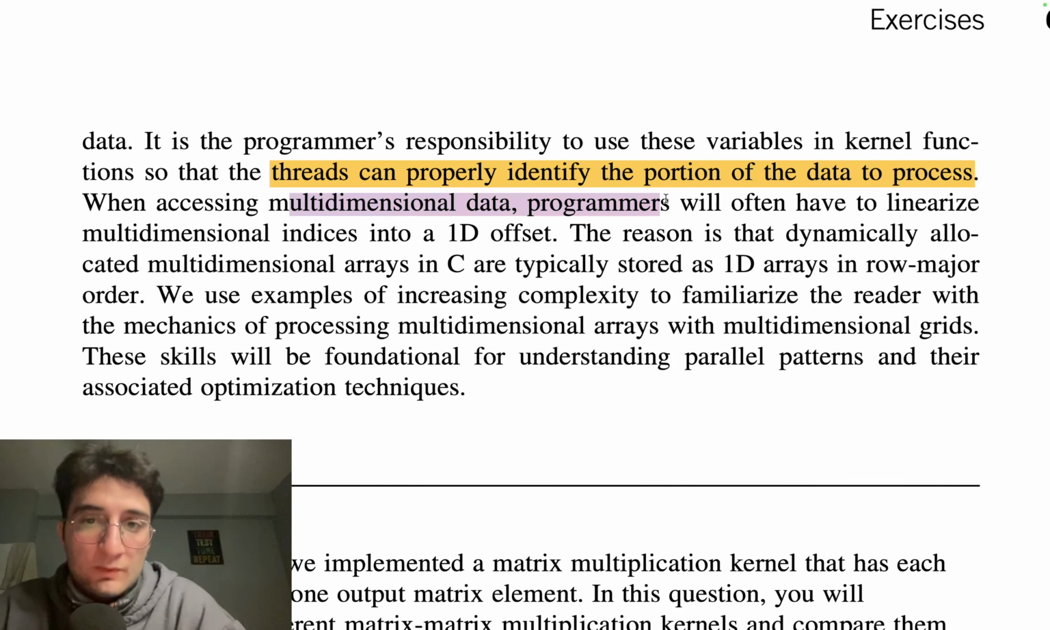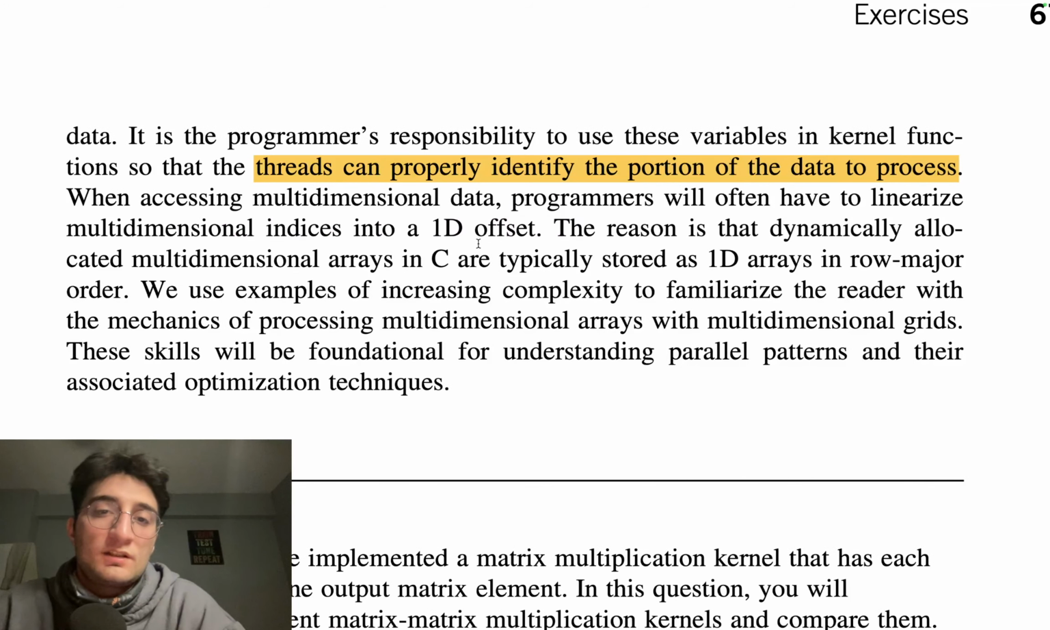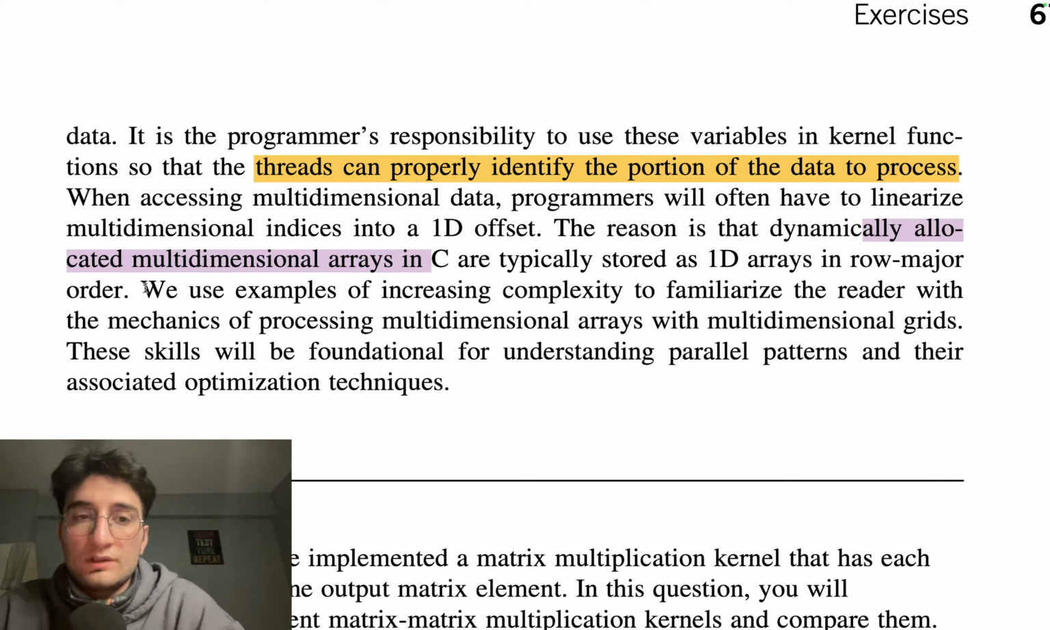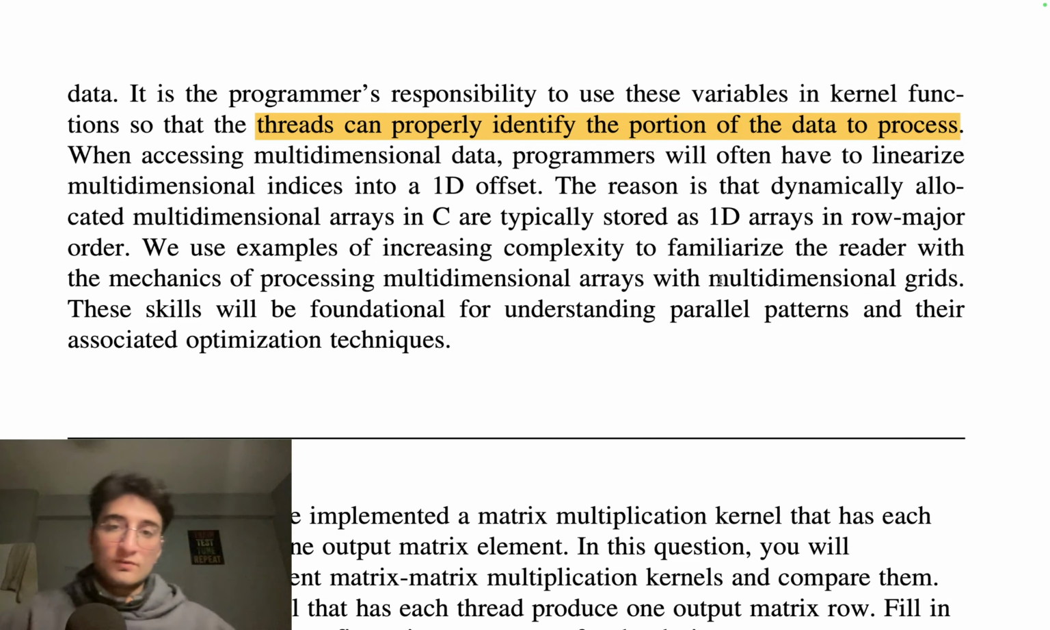When accessing multidimensional data, programmers will often have to linearize multidimensional indices into a 1D offset. The reason is that dynamically allocated multidimensional arrays in C are typically stored as 1D arrays in row major order. We use examples of increasing complexity to familiarize the reader with the mechanics of processing multidimensional arrays with multidimensional grids. These skills will be foundational for understanding parallel patterns and their associated optimization techniques. Okay.